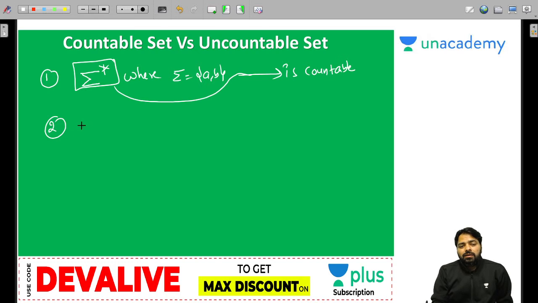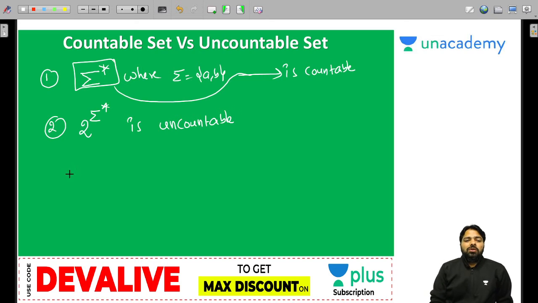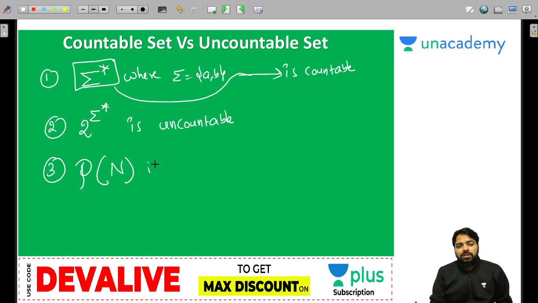But 2 power sigma star is uncountable. Not only this, even the power set of any countably infinite set is uncountable, guys. The power set of a countably infinite set, like the power set of N, or the power set of Z if you want, they are all uncountable sets. This is an uncountable set.